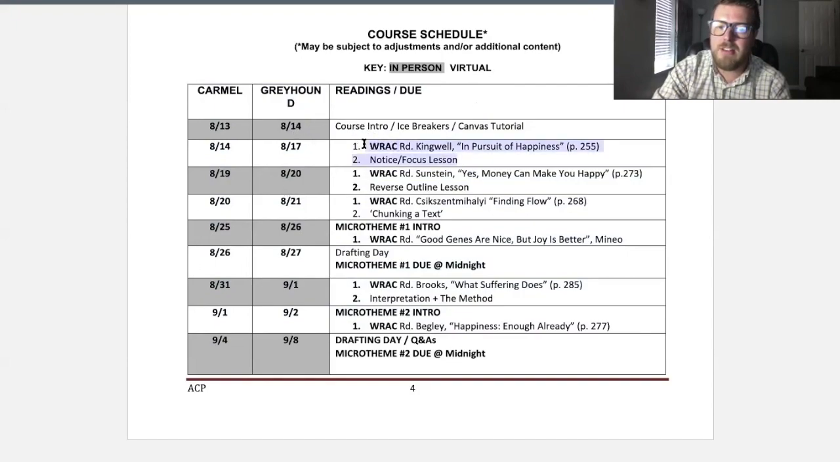The things that you see listed on each date, those are due on that day, or they are activities that we will do on that day. So it's worth noting that Kingwell, In Pursuit of Happiness, that is the article you should have read for today, right? We will also be conducting a notice-focused lesson today as well. That's going to be the next one. So that's just how to read this. Anytime you see a reading, that's when you will have been expected to read it by. Anytime you see an indication of a lesson, it's going to be happening on that day. So the two things that are listed there are what is due and what is being read, or what is being taught that day, okay?